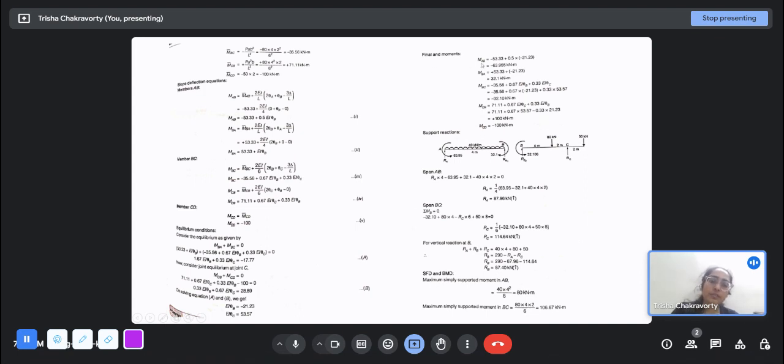And the final end moments will be: MAB is this, MBA will be this, MBC and MBA will be equal and opposite in sign because there is no net moment at B, and similarly MCB and MCD will also be equal and opposite in sign.